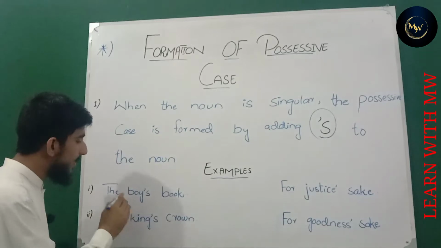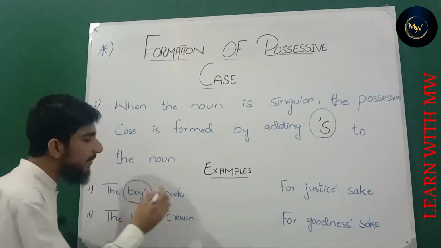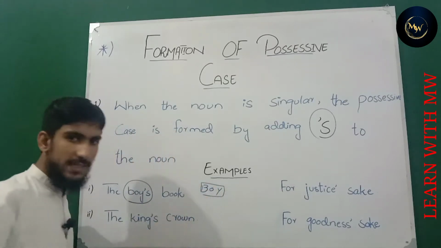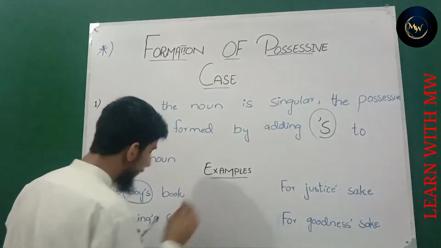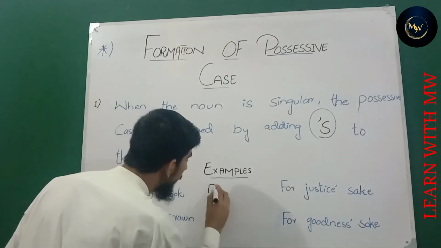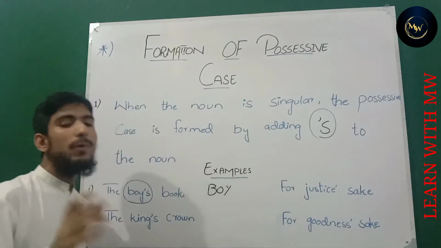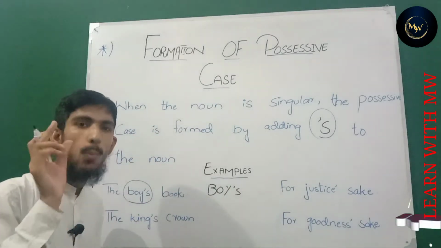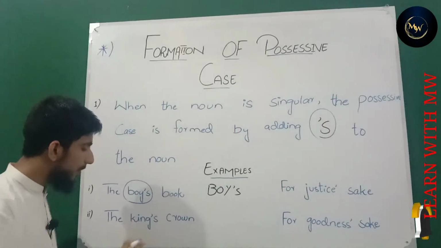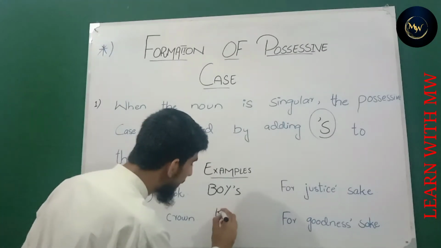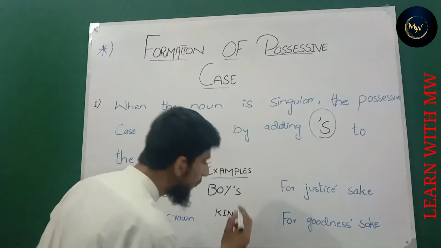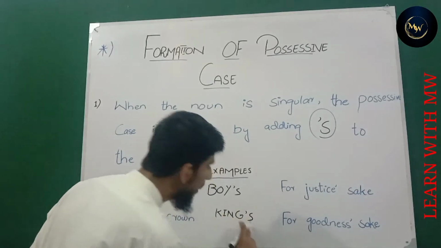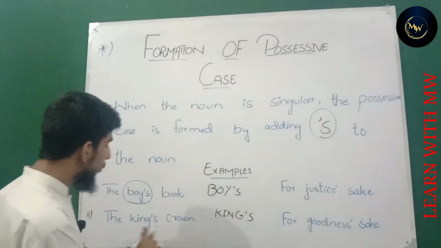For example, look at boy. Boy is basically a singular, and boy is also a noun. So what will we do? We will just add apostrophe and s. Now boy's is the possessive case of boy. Similarly, the king's crown. King is also a noun and also a singular. The possessive case of that singular is formed by just adding apostrophe and s. So now king's is the possessive case of king.